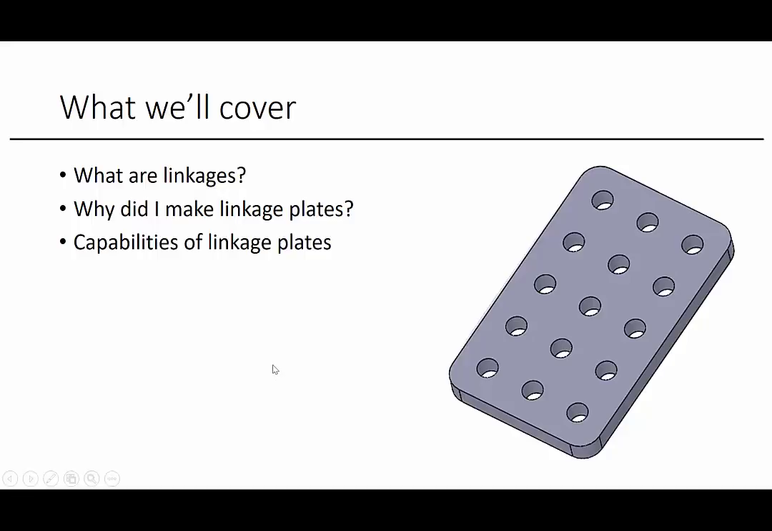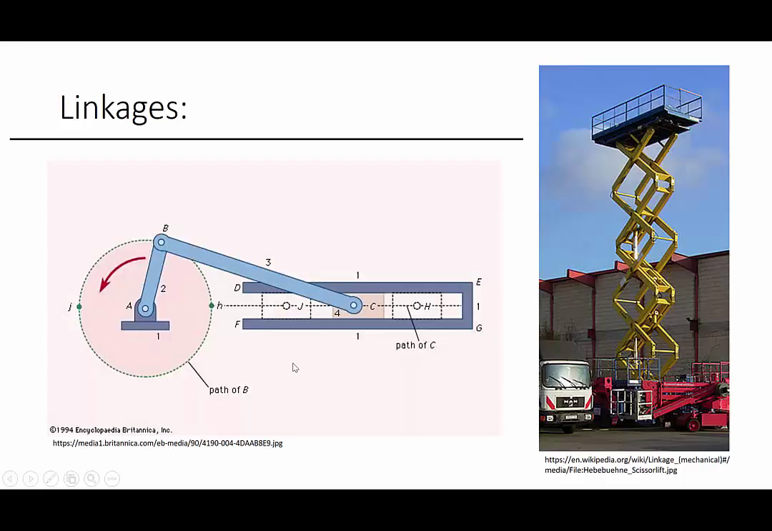their capabilities? So first of all, you need to know what a linkage is, and a linkage is a combination of parts mechanically connected that will transfer motion. A really good example of this would be a scissor lift, or such as this crank right here. It's a good visual aid.